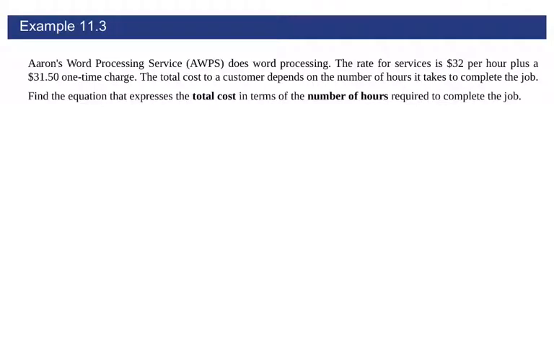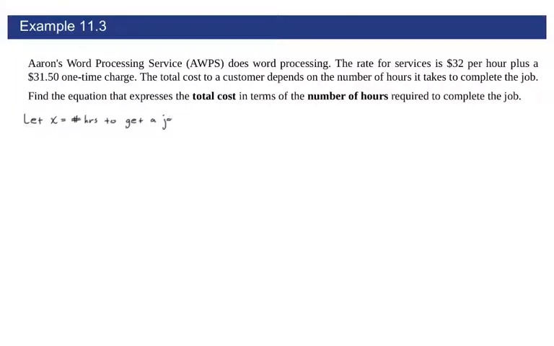And so let's start off with a problem here. Example 11.3. So Aaron's word processing services does word processing. The rate for service is $32 an hour plus a $31.50 one-time charge. The total cost of a customer depends on the number of hours it takes to complete the job. Find the equation that expresses the total cost in terms of the number of hours required to complete the job. So this is pretty typical. You might take something in to get serviced or looked at, and there's a flat rate of what they charge just to look at your stuff, and then they'll have an hourly rate on top of that.